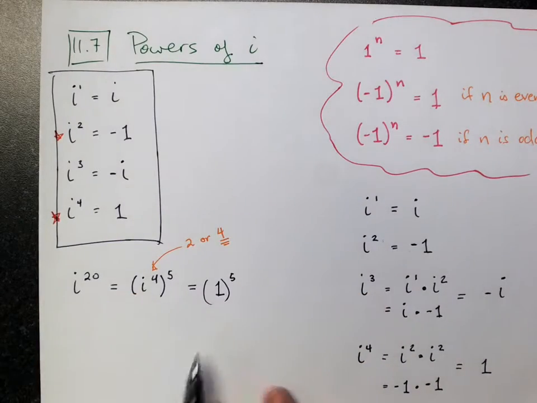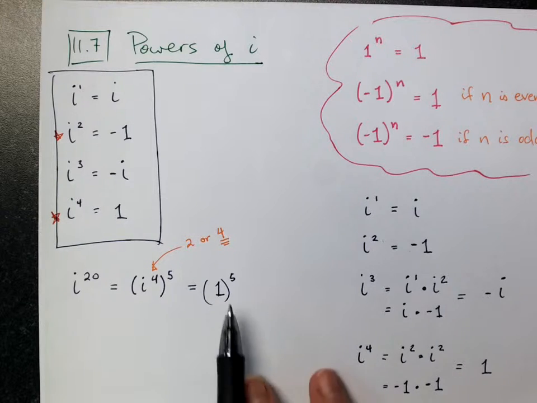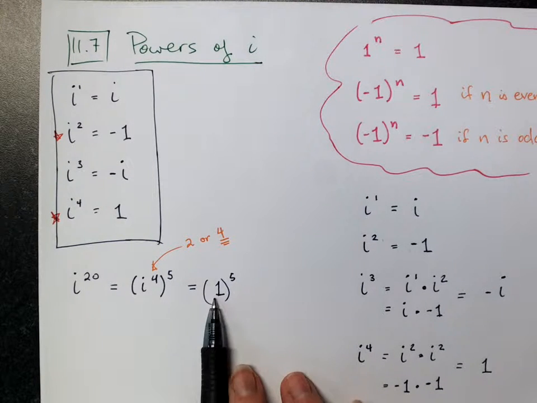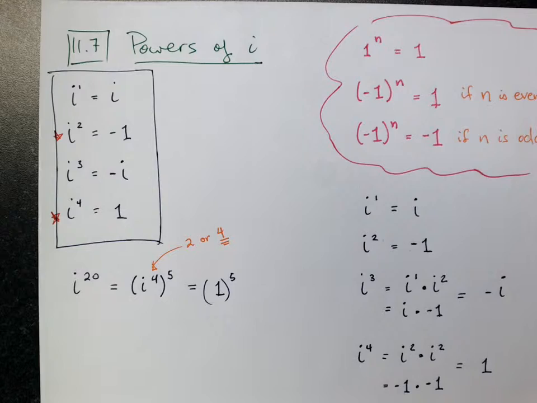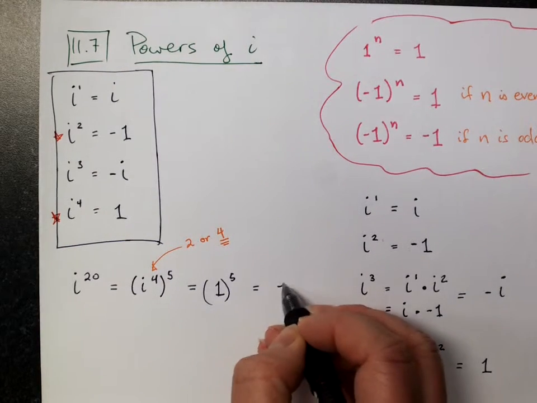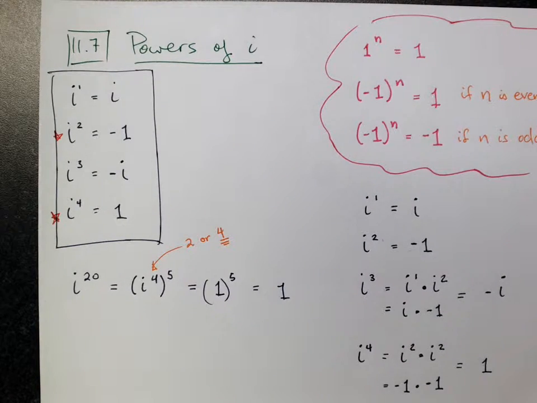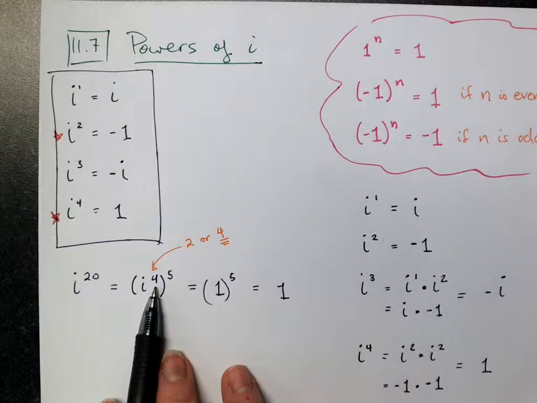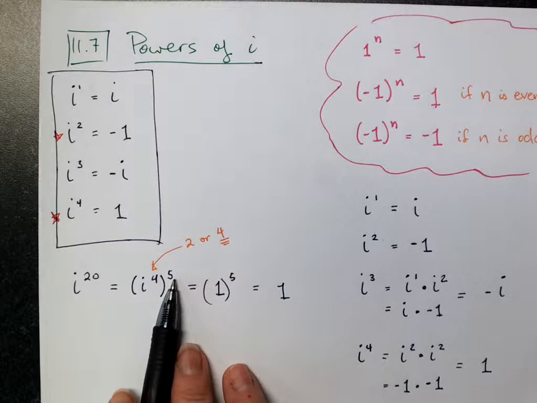I don't have to put those parentheses. I'm just going to, just to be consistent and clear. So i to the 4th became 1. And 1 raised to the 5th power is 1. We don't care, once we know we can put a 4 in here, it doesn't even matter what that exponent is. So if your exponent is divisible by 4, then the answer is 1.